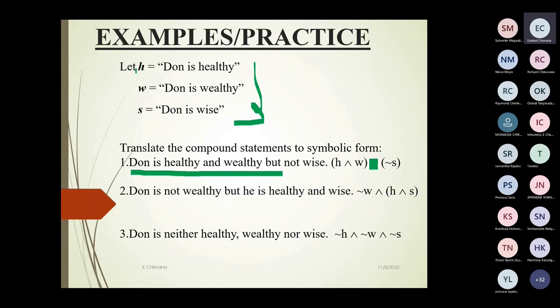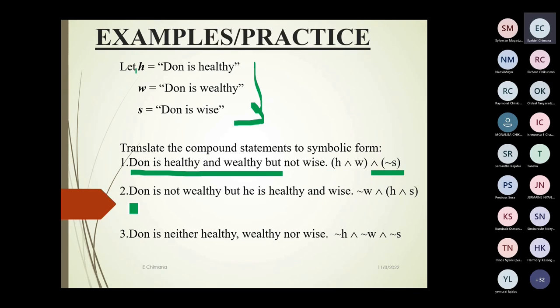You want to join them first, H and W. But not wise, which means we use an and, then we put the negation of S. So we put the negation of S here. Why? Because we are saying it's not wise. Tony is not wise.